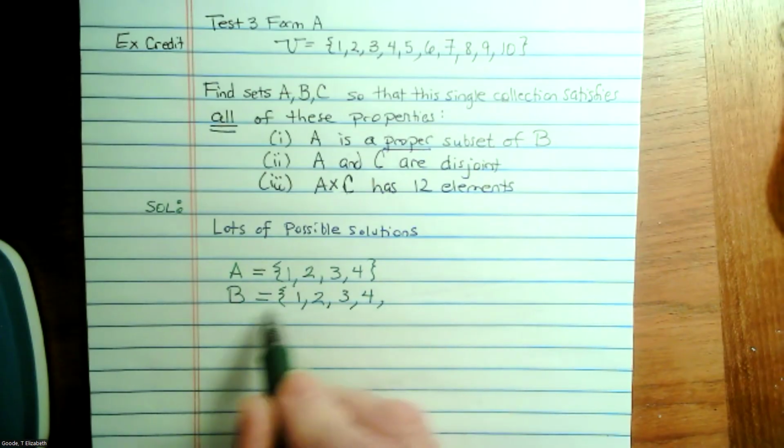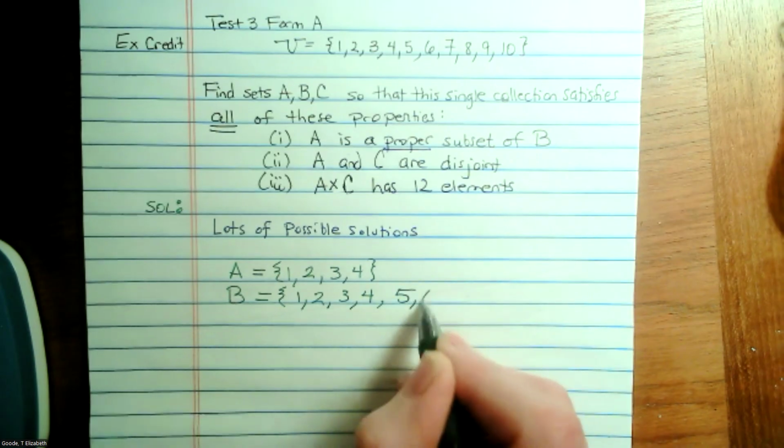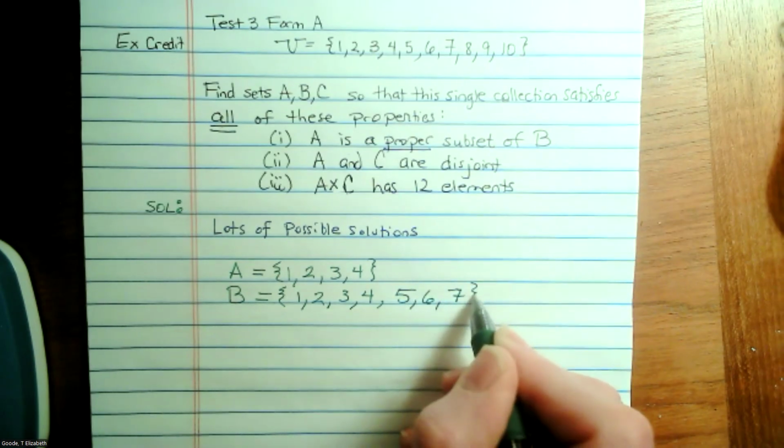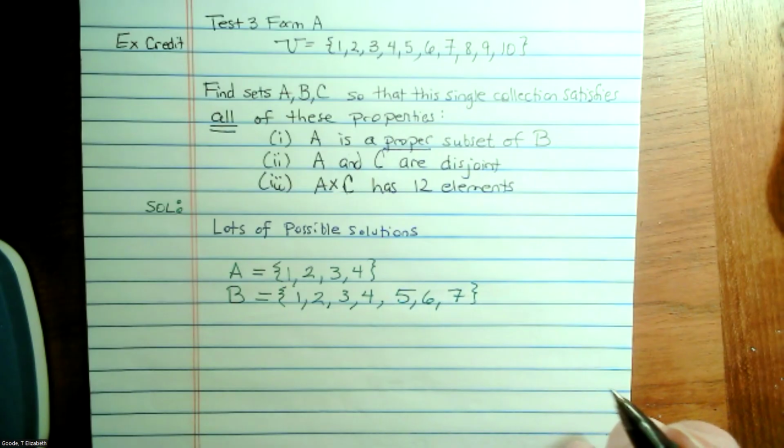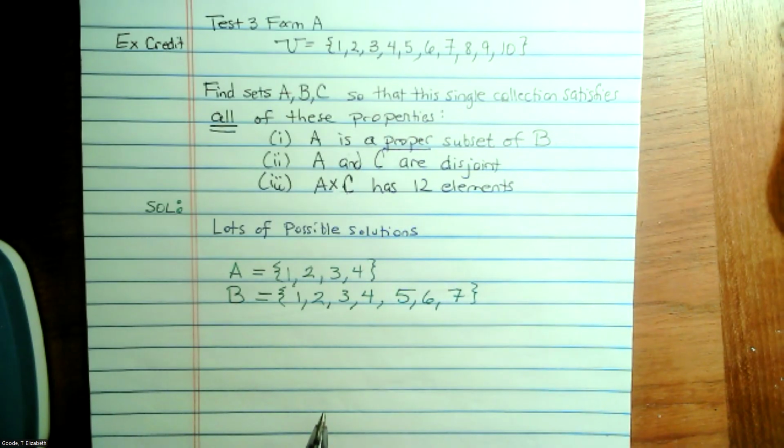Yep. And now that makes A a subset of B, but we need it to be a proper subset of B. So what else do you want to put into B? 5, 6, and 7. Why not? We can always erase if it turns out there's a problem. But so far, A is definitely a proper subset of B.